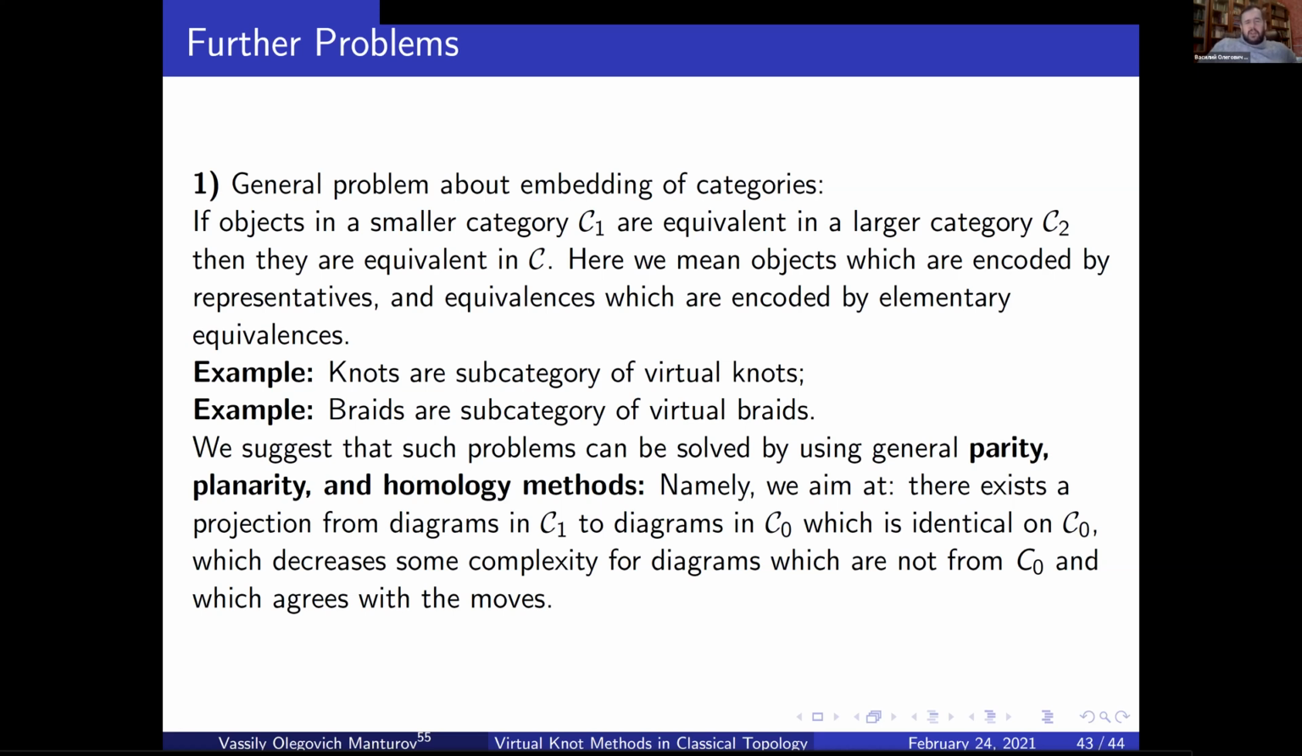So actually, in this situation, we can prove that some maps in groups are injections, or some maps between topological objects form some maps between categories. So they are also inclusions because there is a projection to the initial object. So for example, classical knots are a part of virtual knots. And now I want to pass to some further objects.